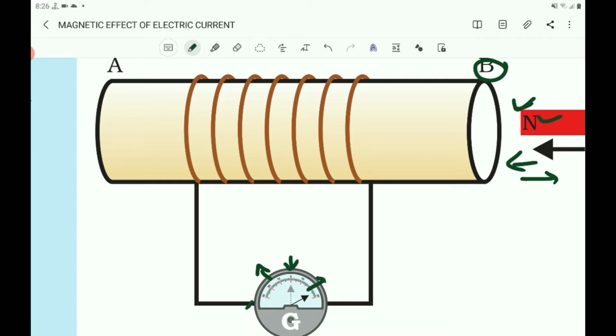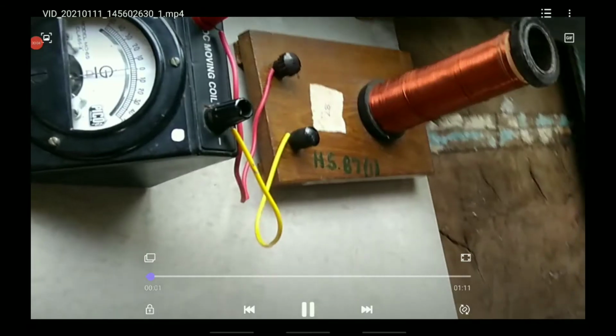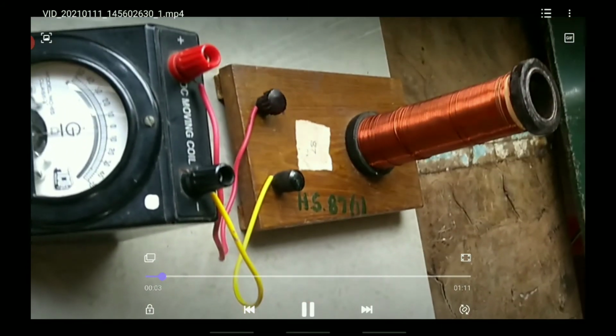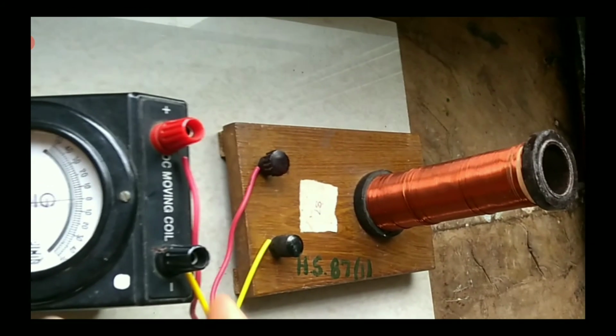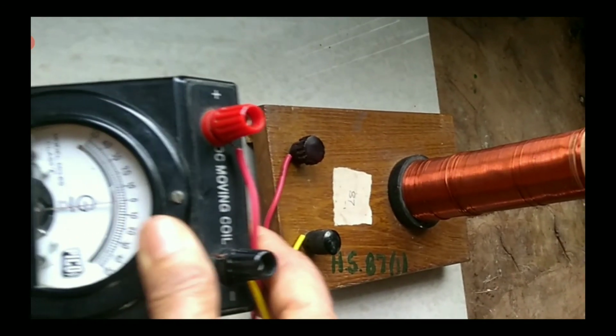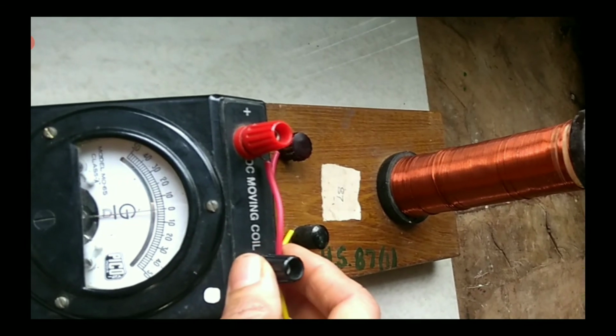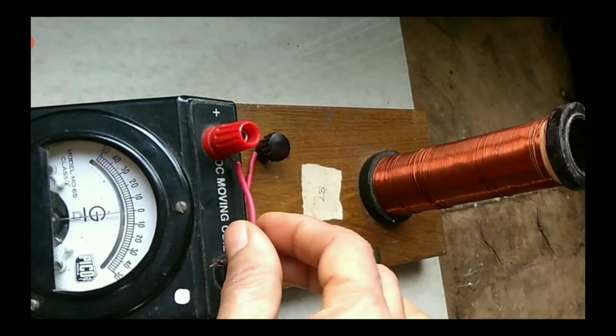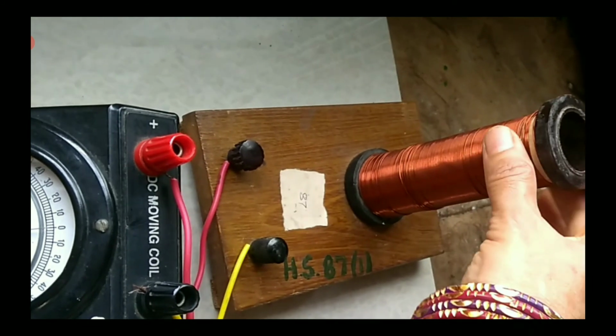So, when the magnet moves towards the coil, then there is a deflection. That is, deflection is towards this direction. When the magnet moves away from the coil, then also there is a deflection, that is in the opposite direction, in this direction. Children, observe the galvanometer. The positive end and negative end of the galvanometer are connected to the two ends of the coil.